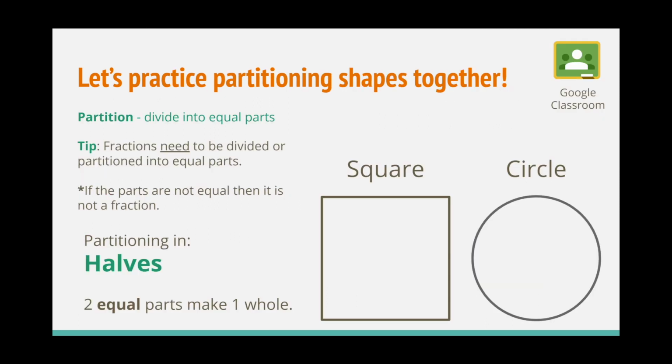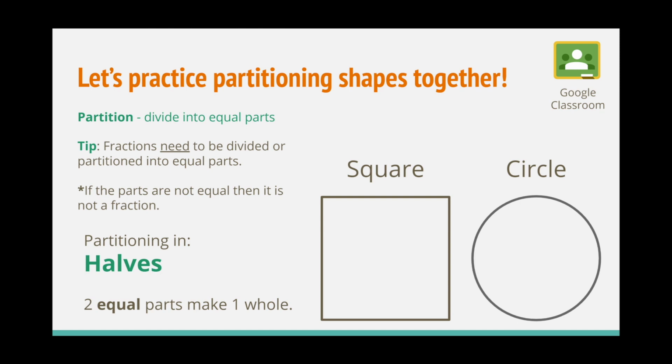Let's practice partitioning shapes. If you don't remember, partition means to divide into equal parts. And we talked about this. Fractions need to be divided into equal parts, and if they're not equal, then it's not a fraction. So we're partitioning in halves today. When we say half, that means we have two equal parts that make one whole.